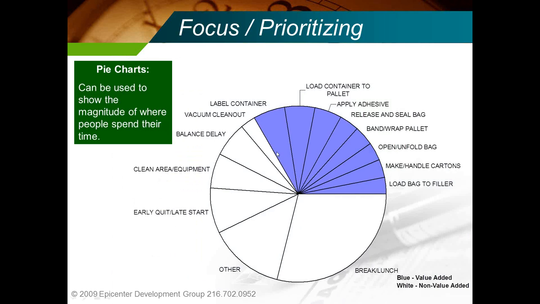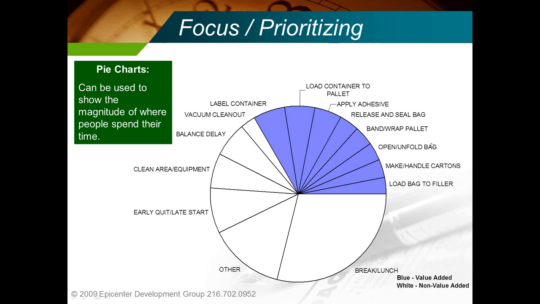Here's another way it could be done. We've done these quite a bit. This is for a pharmaceutical company in St. Louis. And we did a pie chart to show them the percentage of time that people spend doing various things. The blue categories are value added, and the white are non-value added. And you can see in this case they actually had a lot of break and lunch. It was beyond what they should have been taking. Early start, late start, cleaning the area, balanced play, which means one person was idle while the other one was working.